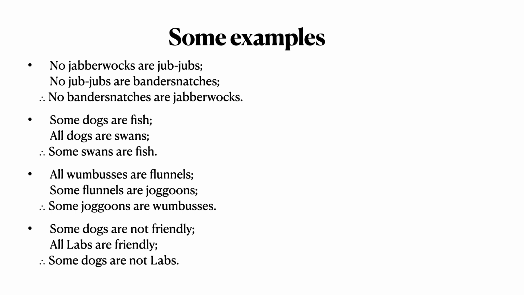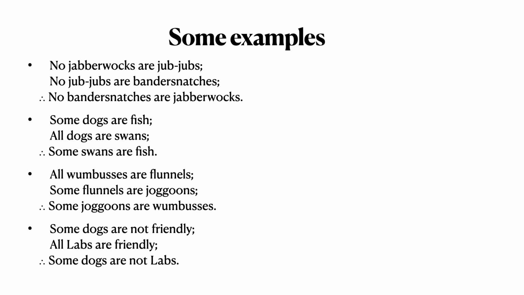Some dogs are not friendly. All labs are friendly. Therefore, some dogs are not labs. Do we have three and only three terms, each used twice? Yes, I've got labs as my major term because it is the predicate of the conclusion. Note that it is written incorrectly. The major term is in the second premise. That's okay. Our major premise is still the second premise. It should be on top, but it's not. It's still the major because it contains the major term.